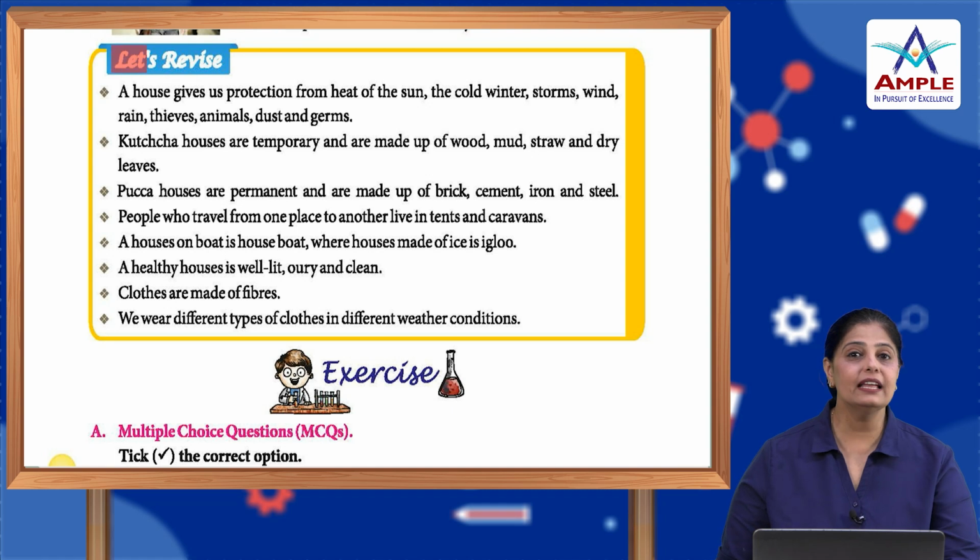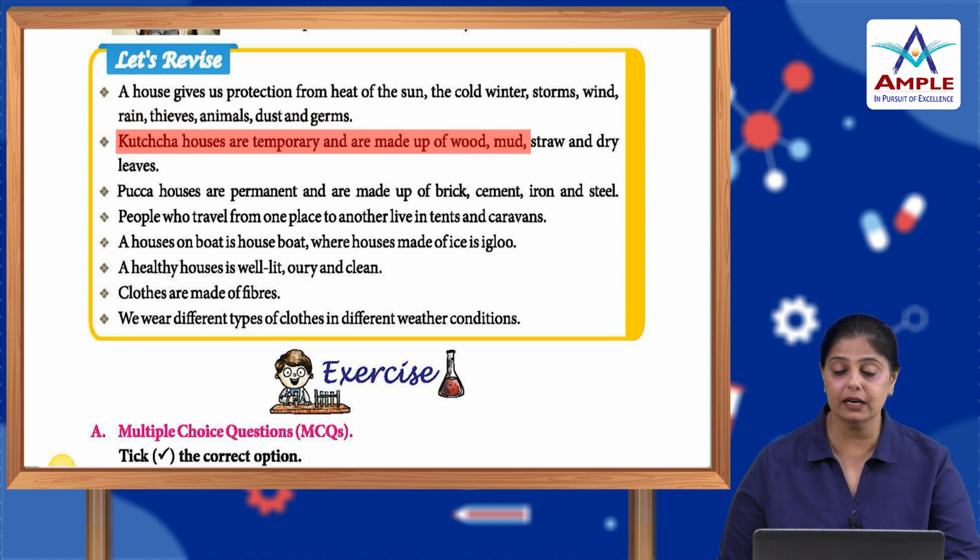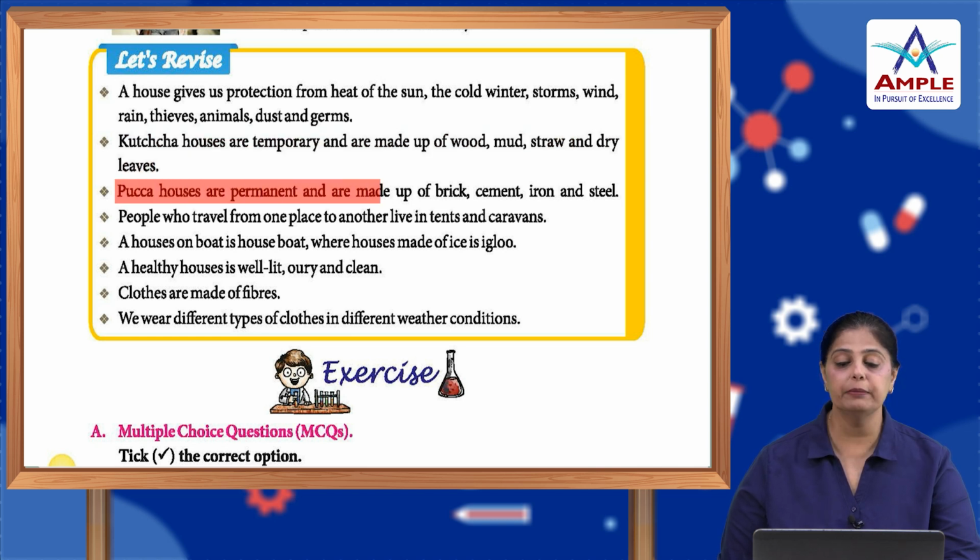Now, let's do a quick revision of the entire chapter. What is a house? It gives us protection from heat of the sun, the cold winter, storms, wind, rain, thieves, animals, dust and germs. Kacha houses are temporary and made of wood, mud, straw and dry leaves. Pakka houses, they are permanent and made of brick, cement, iron and steel.